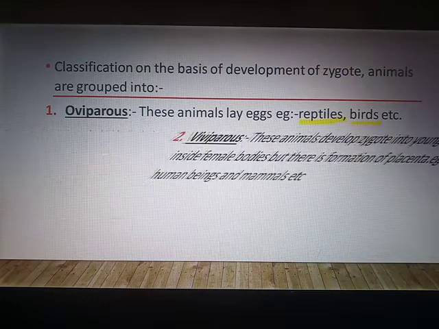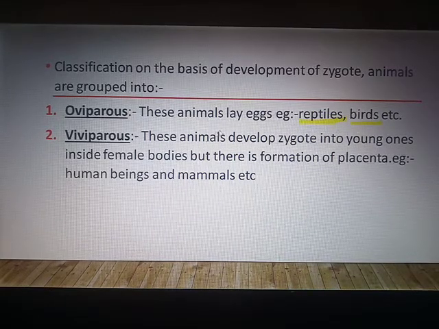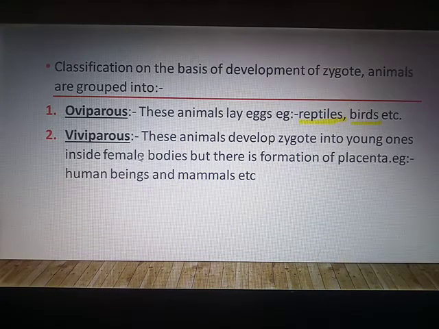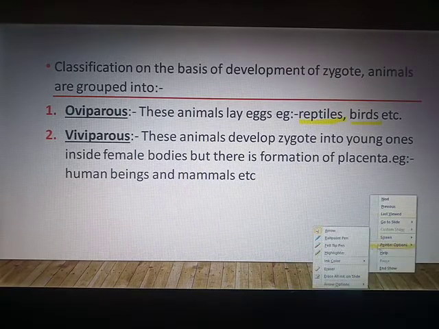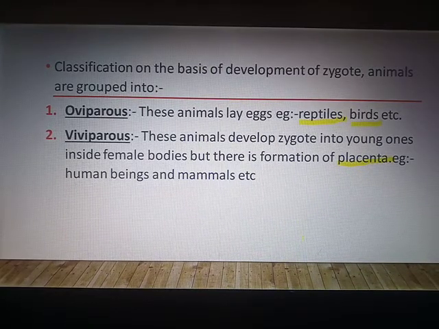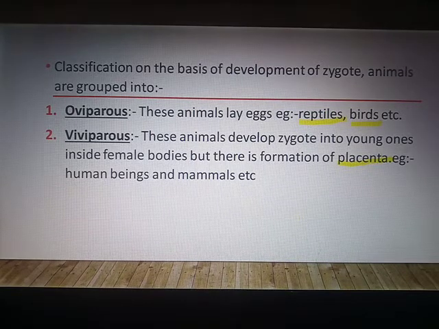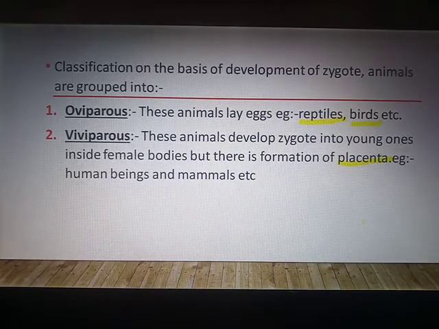So the next one is viviparous animals. Students, viviparous animals are those animals which develop zygote into young ones inside female bodies. But there is formation of placenta. So now what is placenta? Students, placenta is the vital link between mother and fetus. Fetus is the baby which occurs in the body or womb of mother. So placenta is a vital link which provides nutrition to developing baby.